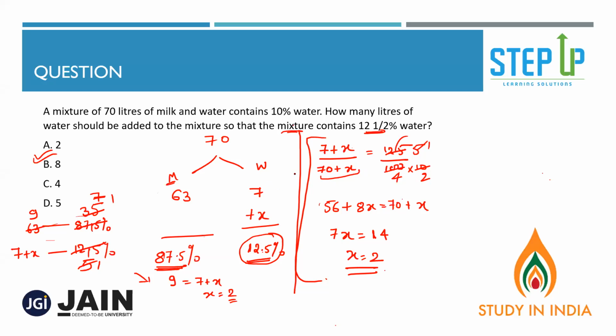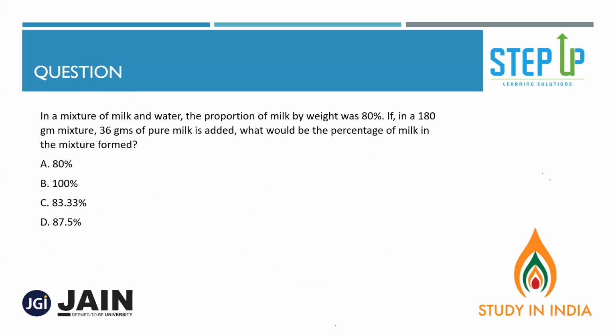Yeah, how are we getting this? If you are adding some liters of water, it means that in the 70 liters also some water will get added. All right, so that's why 7 plus X and 70 plus X. Water is also getting added to the mixture. Correct, Gautam. Fine. Let's go for this one. Similar stuff. Correct, Gautam. So the mixture quantity also increases.